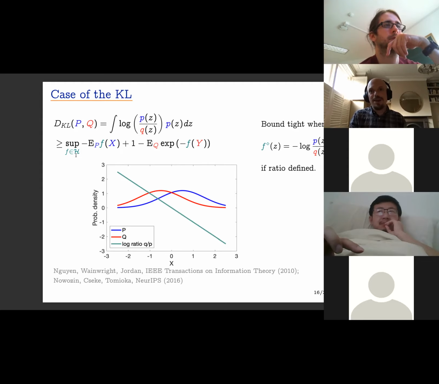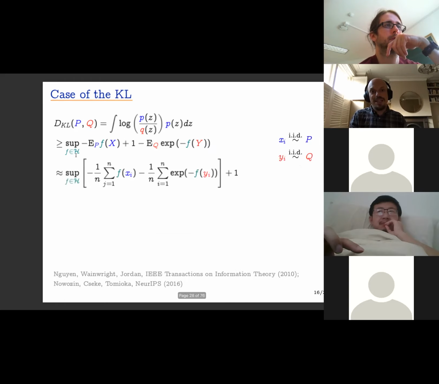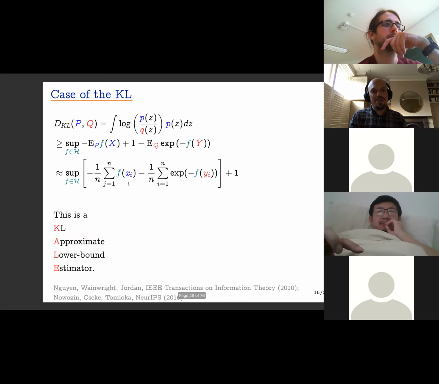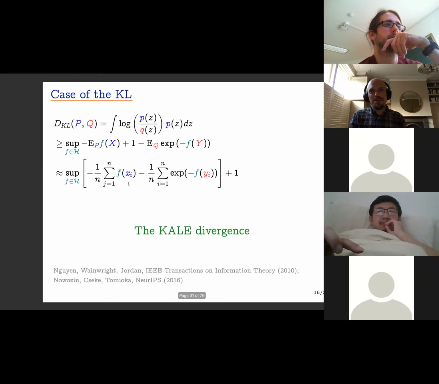What happens now if I'm computing for samples? Well, this actually is rather easy. If I've got IID samples from P and Q, I just replace my expectations with sample expectations. And that's the answer. So this gives me my KL approximate lower bound estimator, which we're going to call the KL divergence. So the KL divergence here is a sample approximation to a lower bound on the KL. And this is what people use in practice when they're using a phi divergence to train a GAN. They don't use the phi divergence, they use a lower bound on the phi divergence.